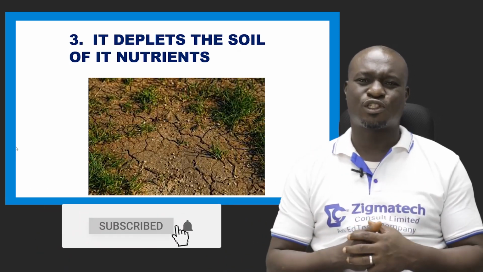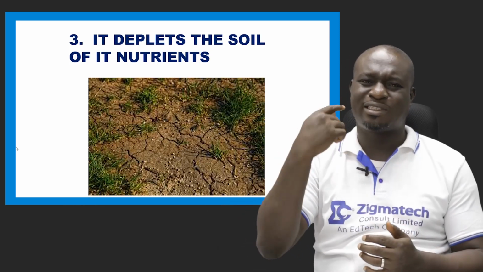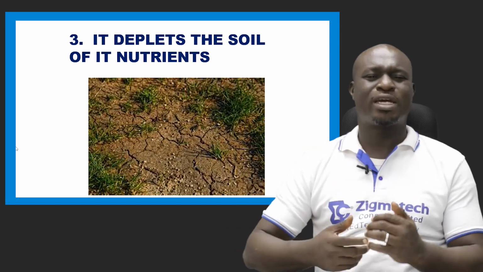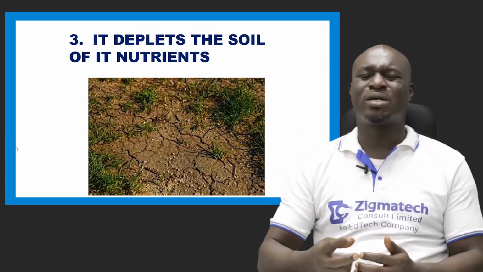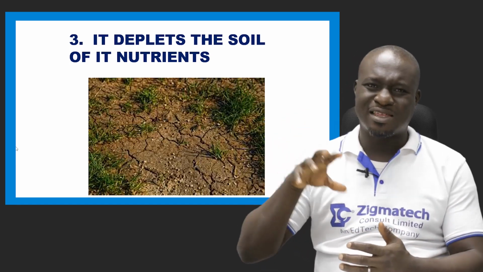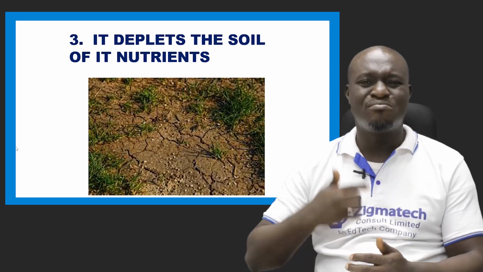And number three is that it depletes the soil of its nutrients, because you're doing it year after year, season after season. You keep planting the same crop. The crop is not actually adding anything to the soil. For instance, you keep planting maize.